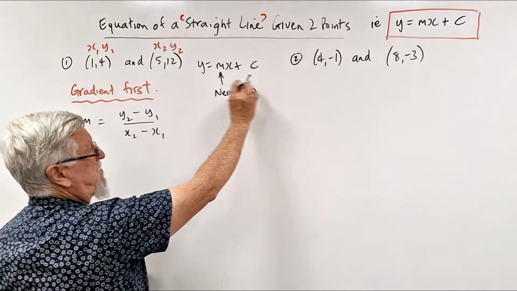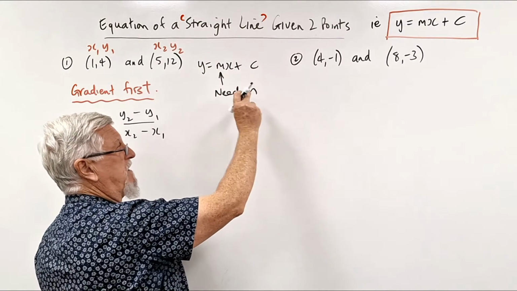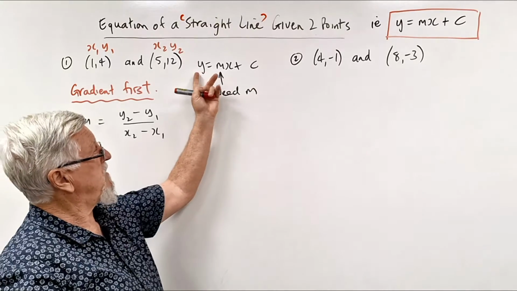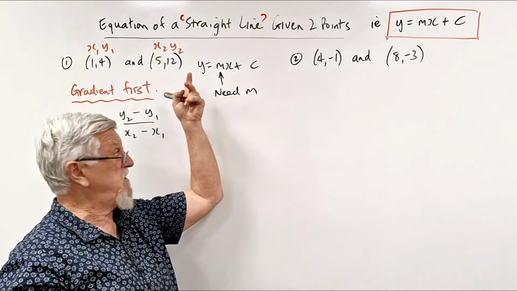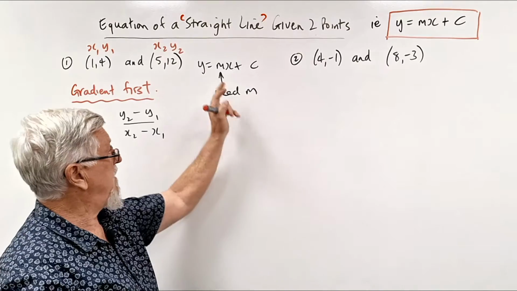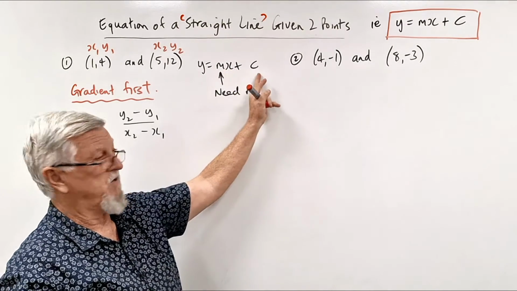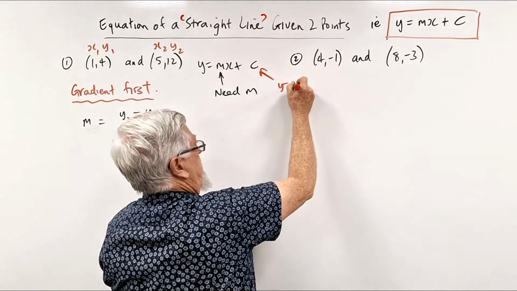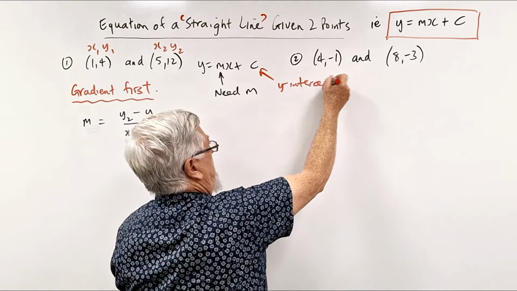So let's go back to this idea here. We need to calculate an m. We need to calculate c as well, but we're not calculating the x and y. We're using the x and y, but we need to calculate the m for the gradient and the c for the y-intercept. Let's have a look what's going on.